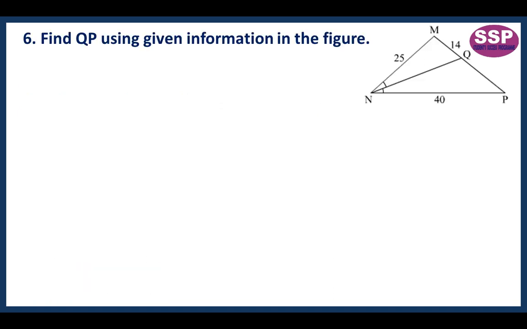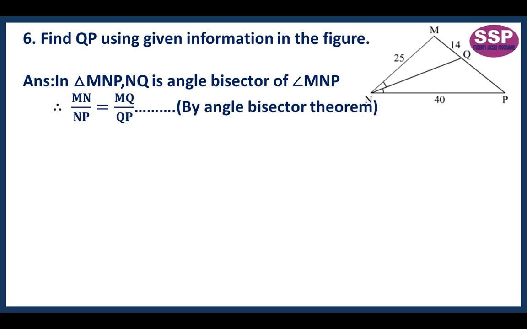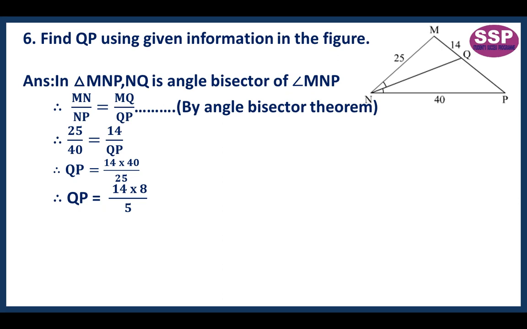Now next problem. Find QP using the given information in the figure. Solution. In triangle MNP, NQ is the angle bisector of angle MNP. Therefore, MN upon NP is equal to MQ upon QP, by the angle bisector theorem. Putting the values, 25 upon 40 is equal to 14 upon QP. After cross multiplication, we get QP is equal to 14 into 40 upon 25. On simplification, we get 14 into 8 upon 5.